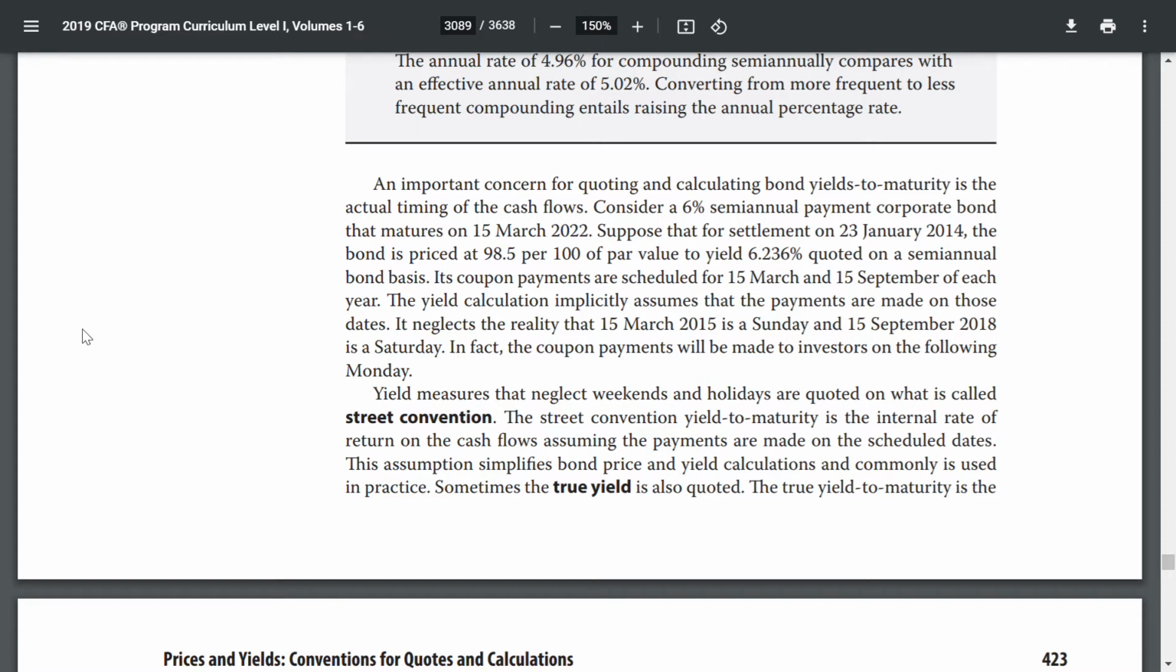The yield calculation implicitly assumes that the payments are made on these dates, and neglects the reality that 15th of March 2015 is a Sunday and 15th of September 2018 is a Saturday. In fact, coupon payments will be made to investors on the following Monday. Yield measures that neglect weekends and holidays are quoted on what is known as a street convention. The street convention yield to maturity is the internal rate of return of the cash flows, assuming that payments are made on the scheduled dates.